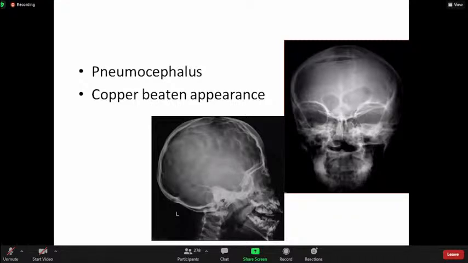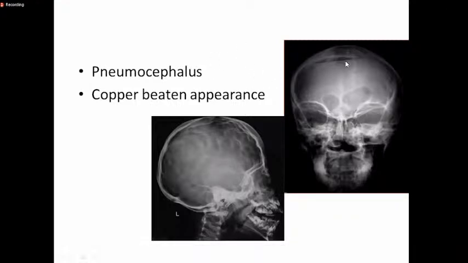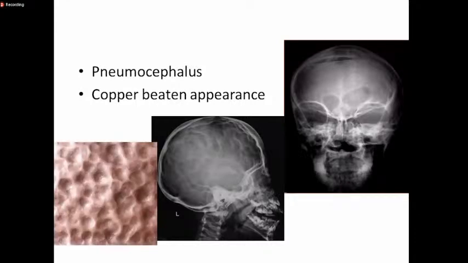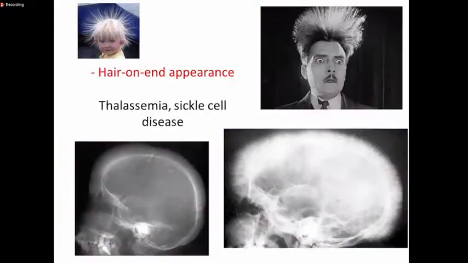We may be able to see things like this. This is a patient who has pneumocephalus. Pneumocephalus is air within the cranium. Cases of accidents. You may be able to see this copper beaten appearance in children, which may suggest that there is increased intracranial pressure. Sometimes this could still be normal. That is what copper beaten appearance means.